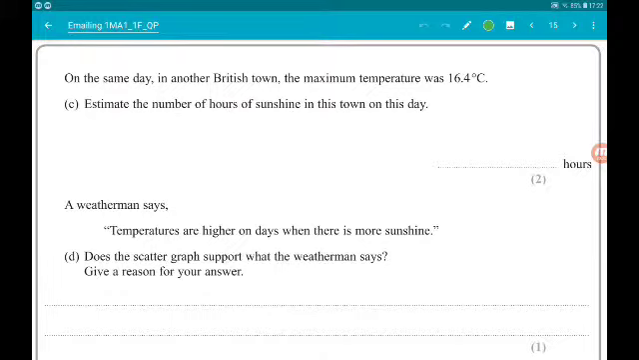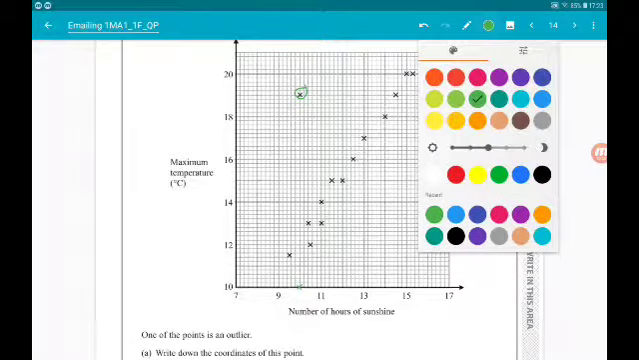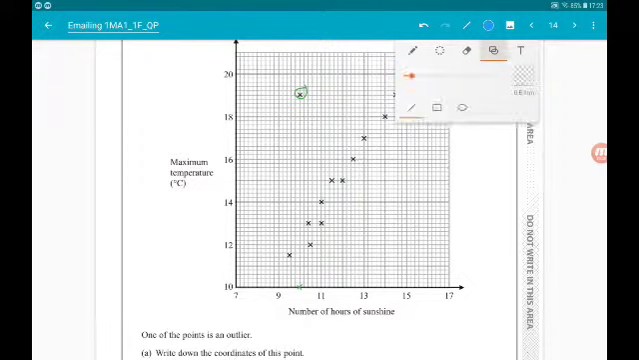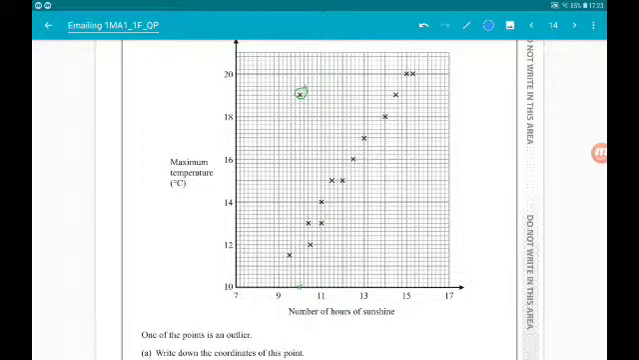Okay, then for part C, we're told in another British town on the same day, the maximum temperature was 16.4 degrees Celsius. Estimate the number of hours of sunshine. Okay, so for that, we're going to use our graph, and what we're going to do is draw a line of best fit, and then we're going to use the line of best fit. So the line is going to look something like that. That looks quite good.